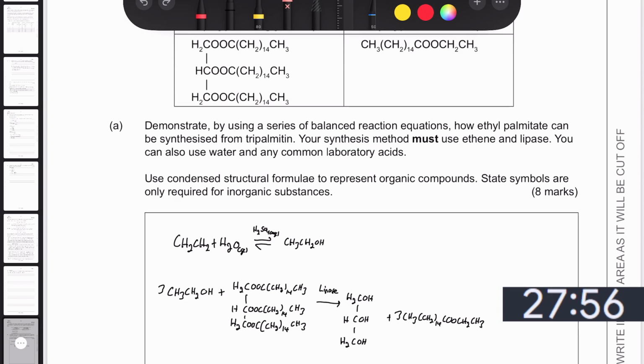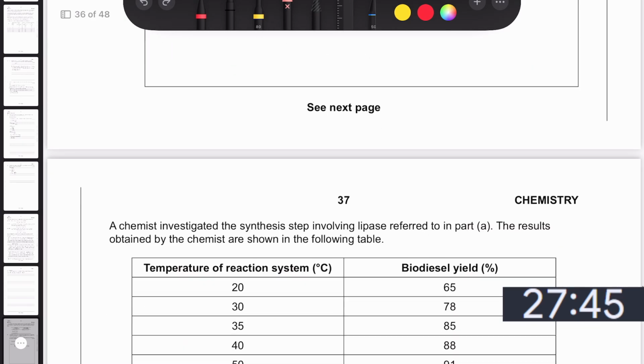I don't need two there, because then I just make my ethanol, and then I react the ethanol, which is an alcohol, with a triglyceride. In the presence of the appropriate catalyst, which is going to be that. So I think that's it.